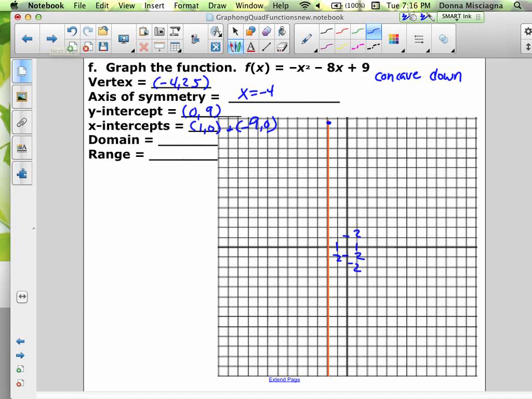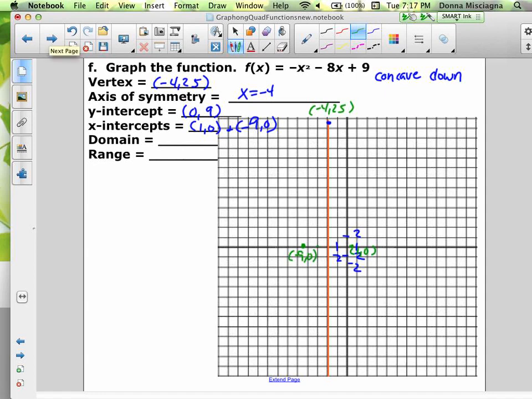Actually, let me write in another color so that I'm not competing with all those blue 2s. So this would be 1 right in the middle, right? Because each box is worth 2. And I'll even write that in there. So that was 1, 0. This point here was negative 4, 25. We have negative 9, 0. So this is 4, 6, 8. So right here would be negative 9, 0.